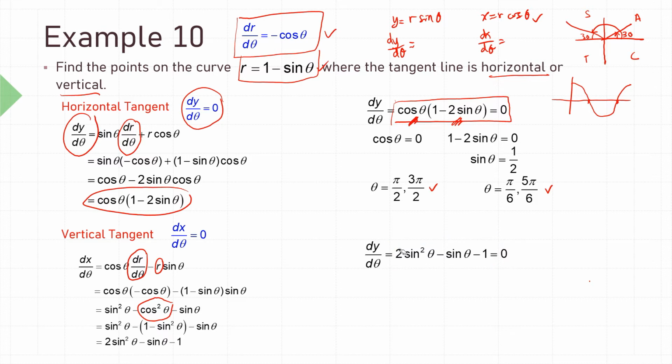To solve this, we have to factorize this quadratic trigonometric equation. So we have sine theta minus 1 times 2 sine theta plus 1 equal to 0. Only then can we say that this part equals 0 or this part equals 0. So we have sine theta minus 1 equal to 0 or 2 sine theta plus 1 equal to 0. Simplifying, we have sine theta equal to 1 and sine theta equal to negative half. So we have to find the value of theta now.